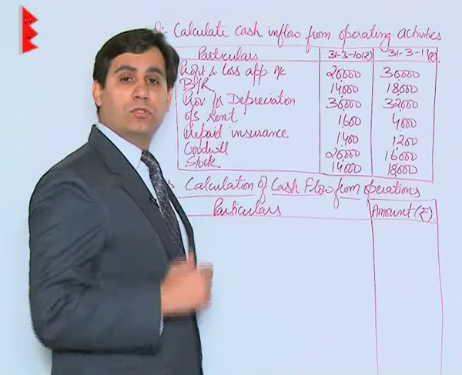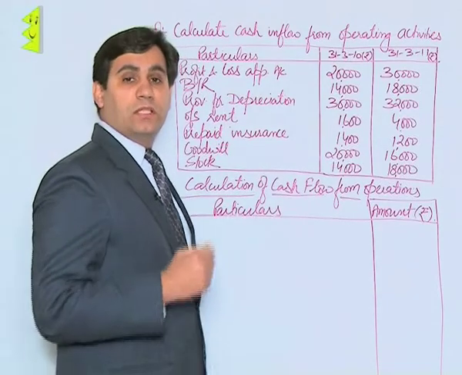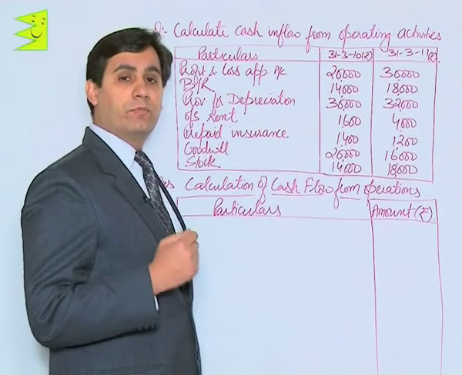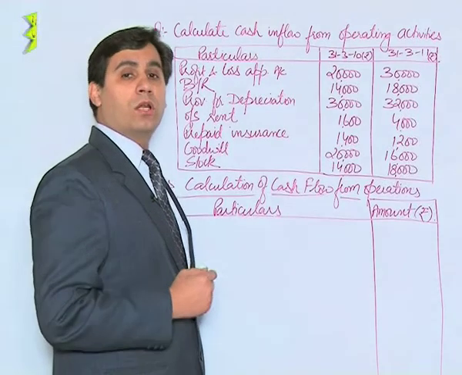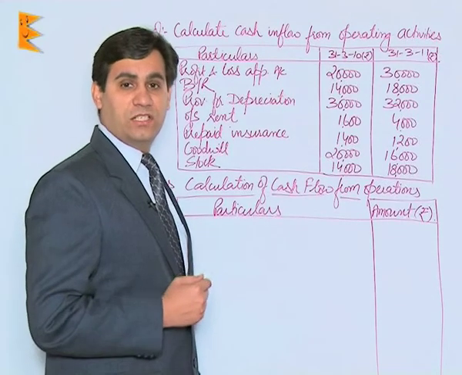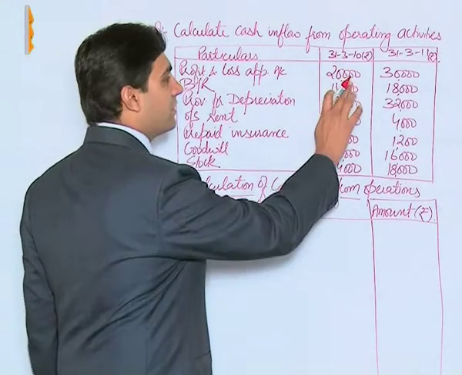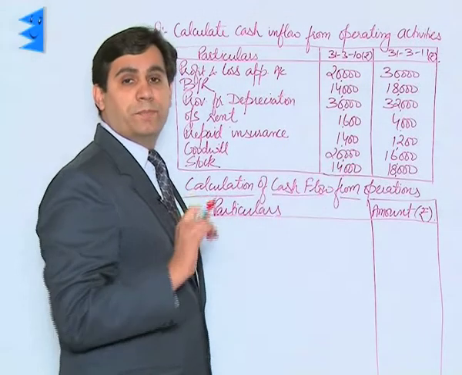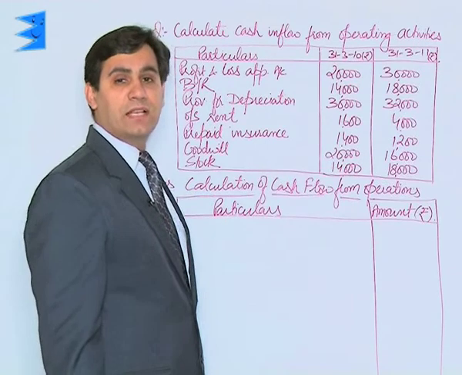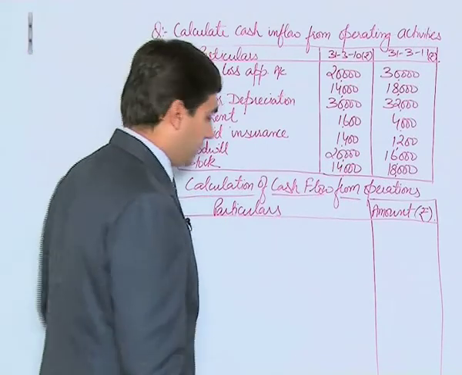Appropriation means there is no transfer to reserve, there is no dividend that has been paid or proposed, or any other transfer to reserve. Since there are no appropriations, that means the difference of profit and loss account represents profit before tax and extraordinary items.